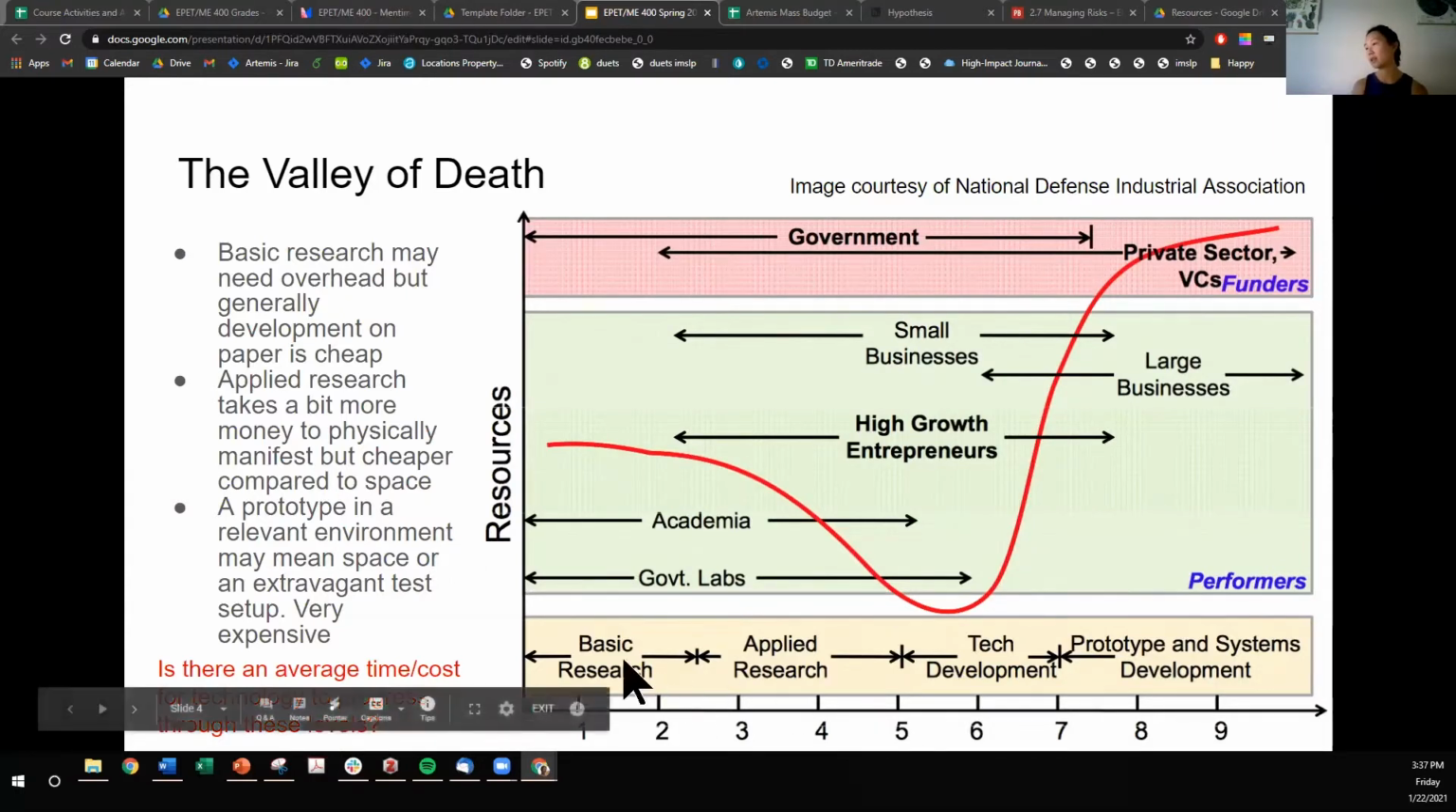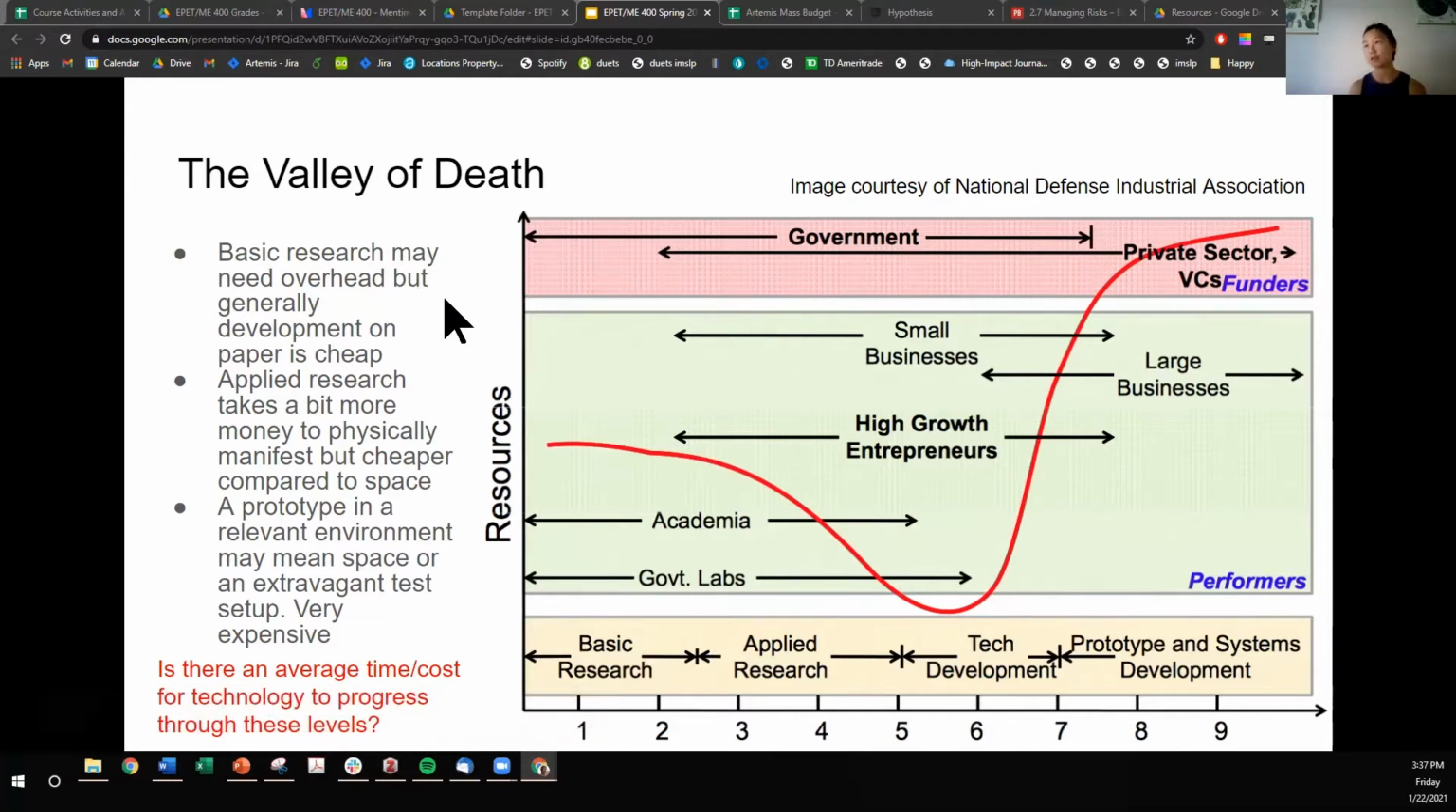So you'll see here the TRL levels are on the horizontal axis, where you have the least mature technologies starting at basic research, and then again, the most mature where you have proven systems. So basic research is relatively easy for academics and government labs to do. There's generally some overhead associated with it, but most of that development is on paper or on a computer for analysis. And then we have applied research, which takes a little bit more money to physically manifest, but cheaper compared to something like a test in a space environment.